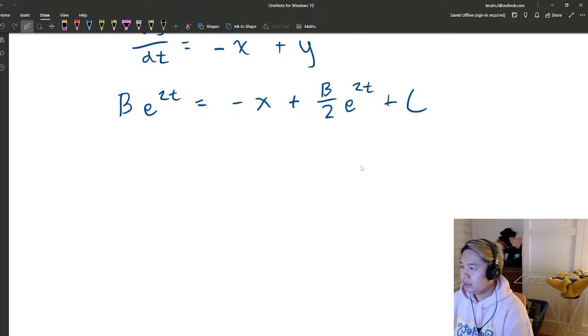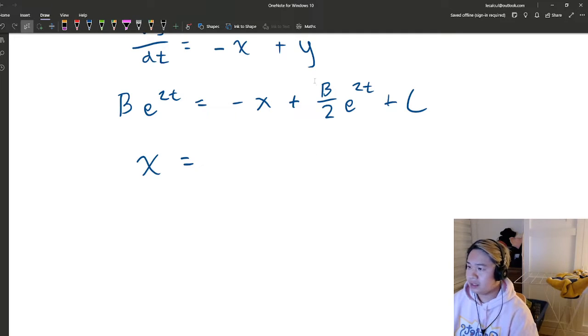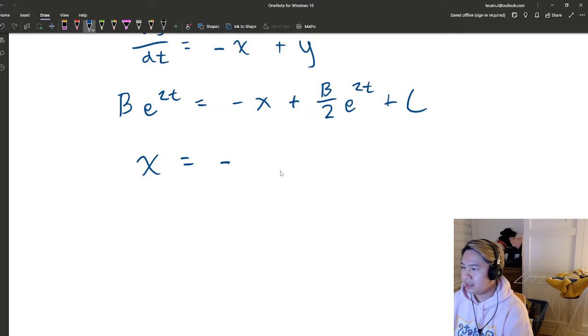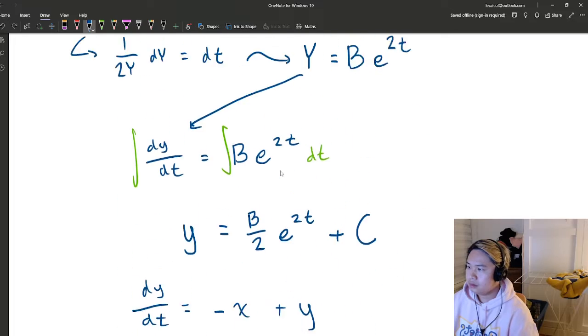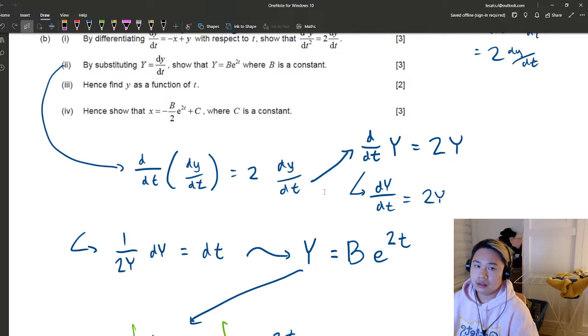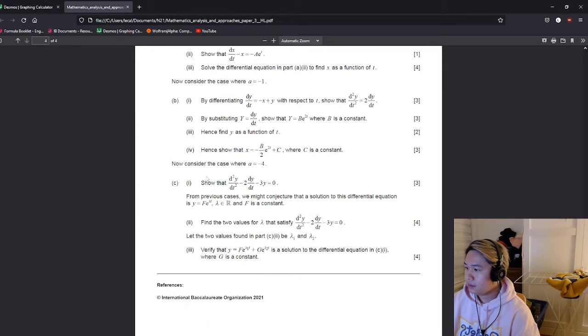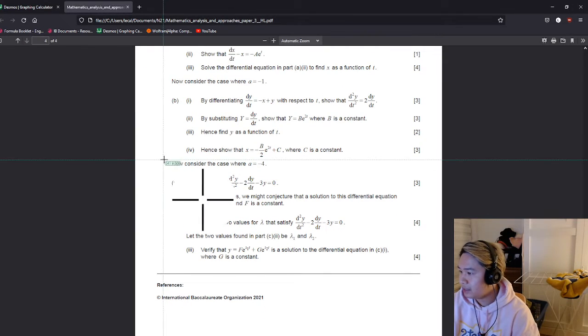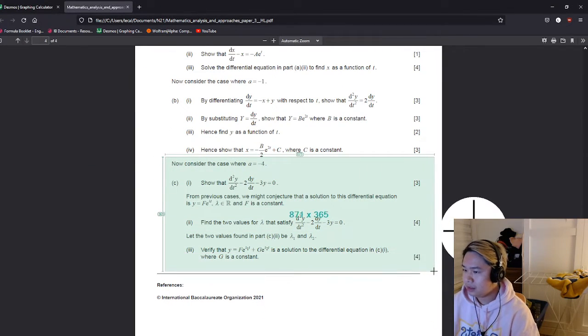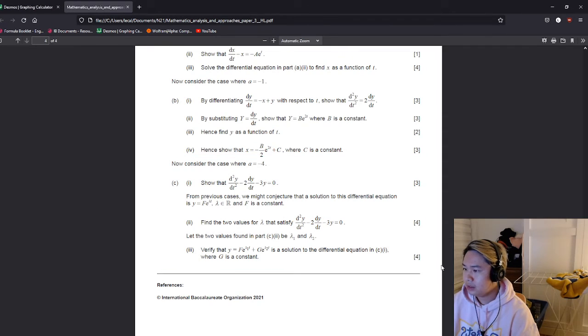Okay, so if you solve for x, then you're just going to take b over 2 and then minus b, so that's negative b over 2 e to the 2t plus c. Okay, that was easy. Now consider the case where a is 4. Okay, let's just keep going, I guess.